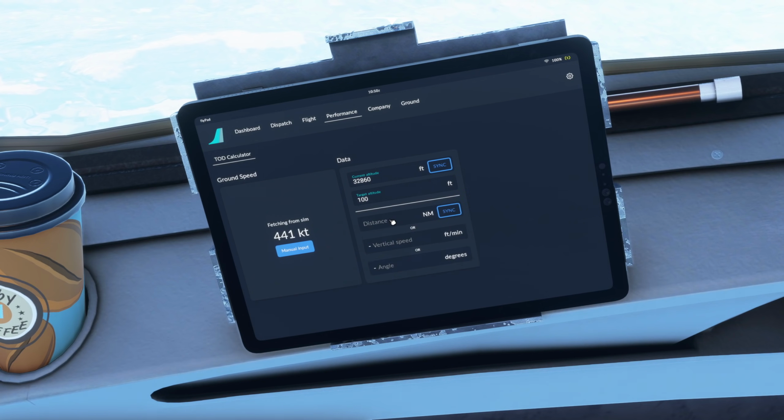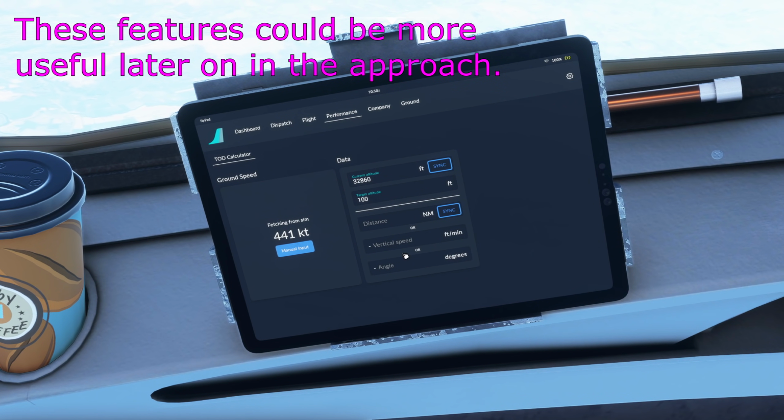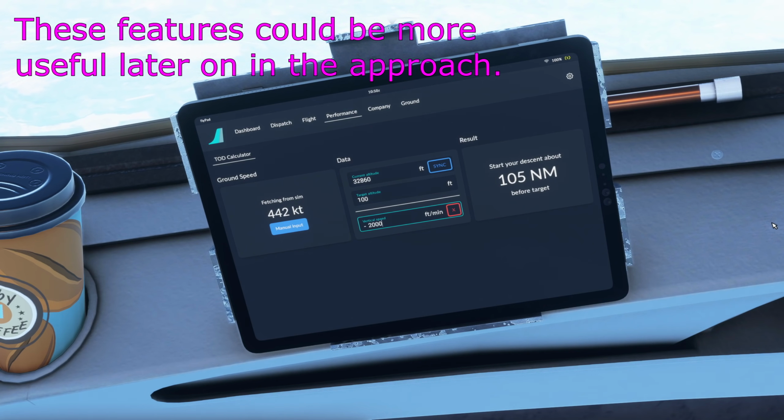As you'll see, you can change the degrees, and instead of having it at 3 degrees, you could put in the required vertical speed. So you can say, I want to descend at 2,000 feet per minute. So there we go, we'd have to descend 105 miles before. And obviously, if you put in 1,500, it would be more, 140 nautical miles.